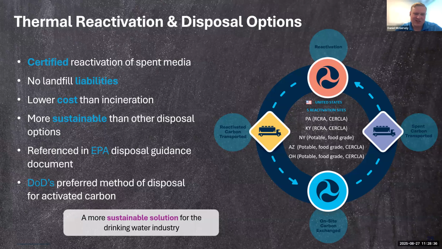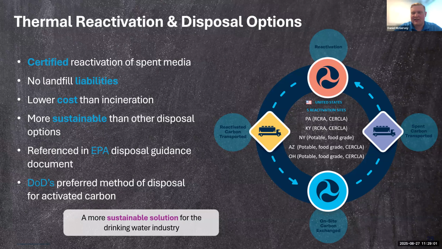So the EPA is aware of this and is really looking into this as an approved method to destroy the PFAS and be a sustainable option overall. And even the Department of Defense names it as a preferred method for disposal of activated carbon. So overall, this is just a more sustainable solution for the drinking water industry as a whole.